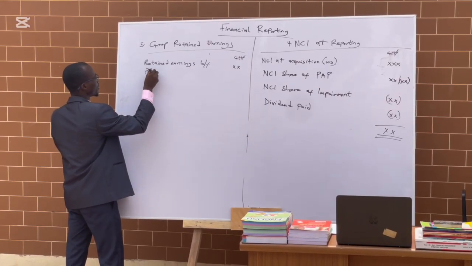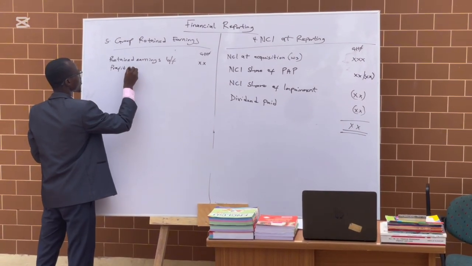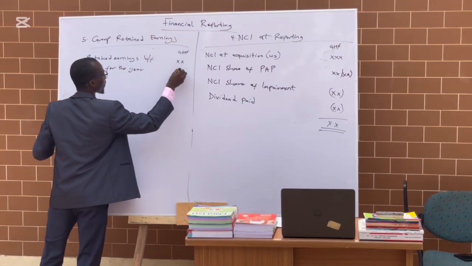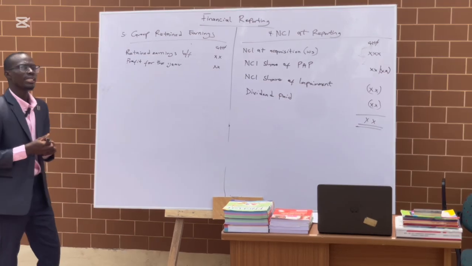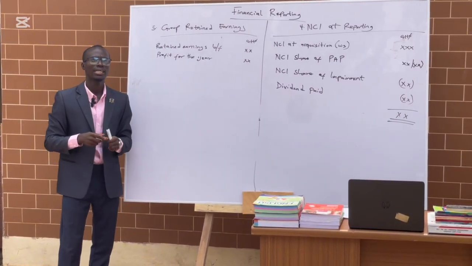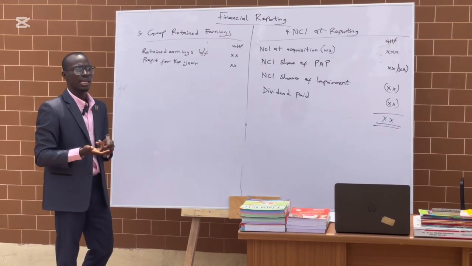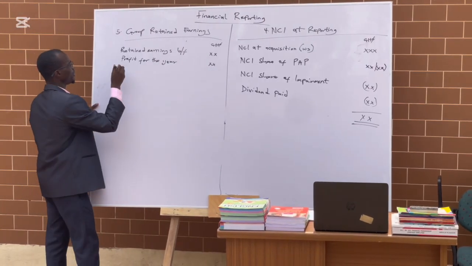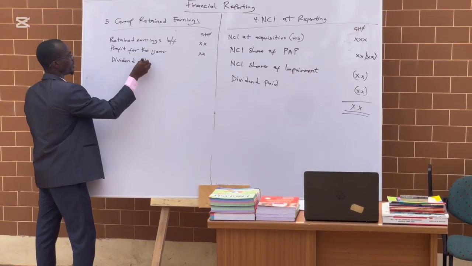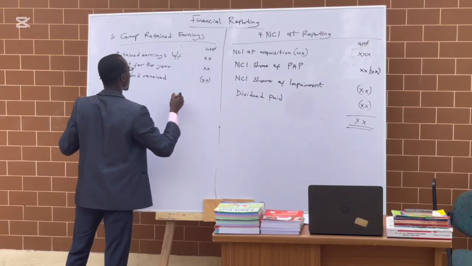Profit for the year. Then, if there is any dividend received, we need to come and subtract it. So dividend received, you need to come and subtract.